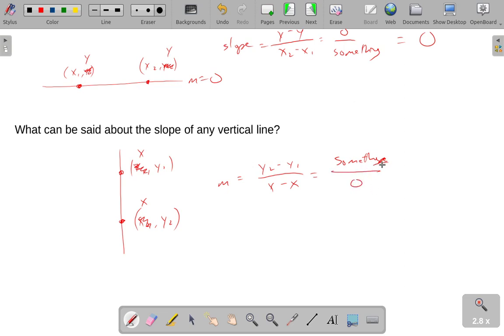Well, it can be anything except 0, because again, we want to choose two unique points. We don't want them to have both the same x-coordinate and the same y-coordinate. They have the same x-coordinate, so they have to necessarily have a different y-coordinate. So we get something other than 0 divided by 0. This is undefined. Can't divide by 0. So when we're talking about a vertical line, necessarily the slope is undefined.